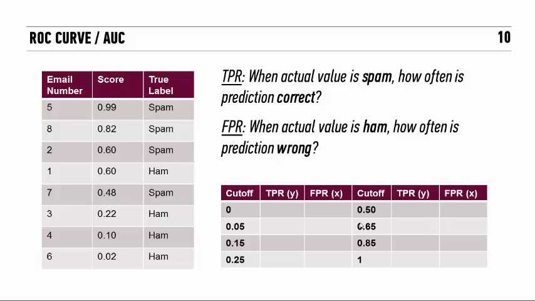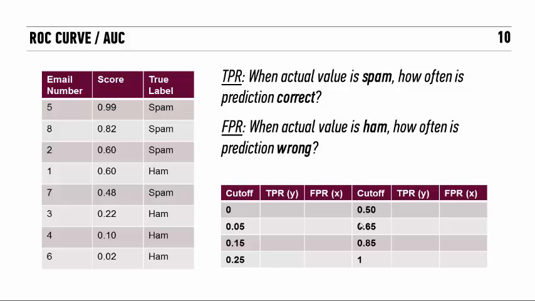Now, when the actual value is ham, how often is the prediction wrong? That's where you keep your cutoff straight. So we're predicting this one correctly, this one correctly. This one will be incorrect, that's above 0.15, and this one will also be incorrect because it's above 0.15. So they have 50%. Make sense?